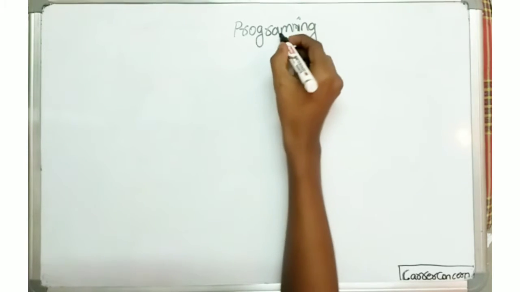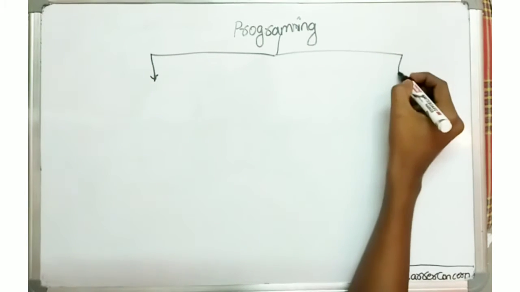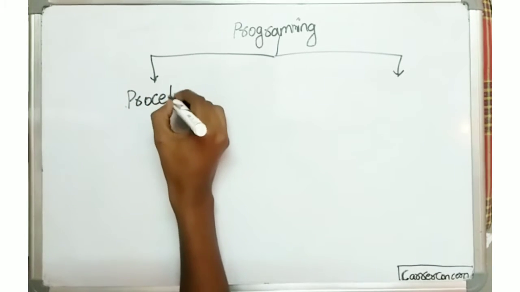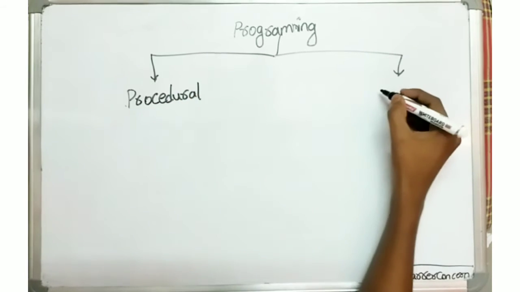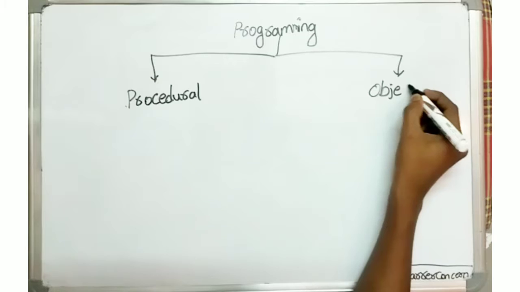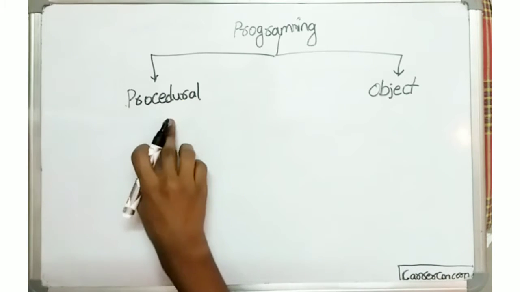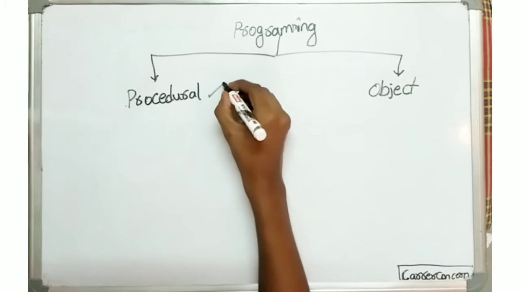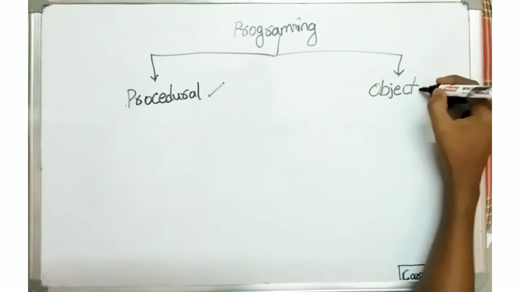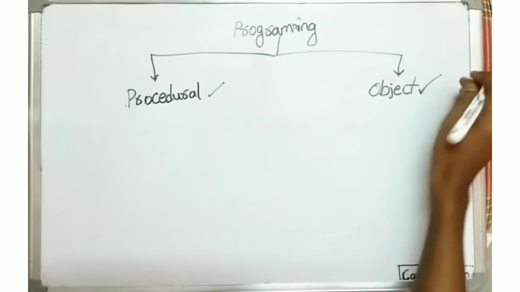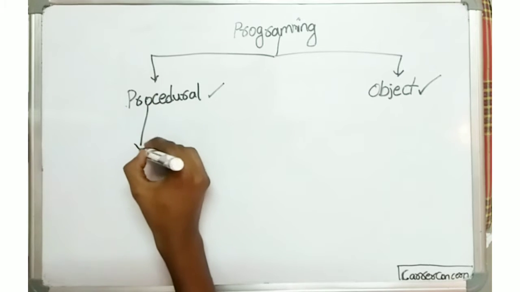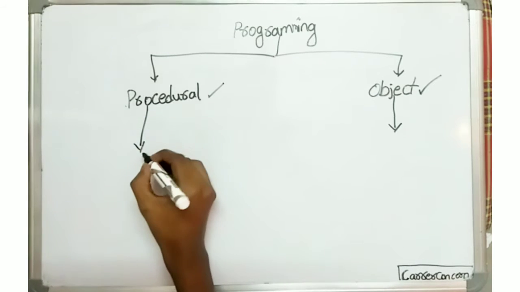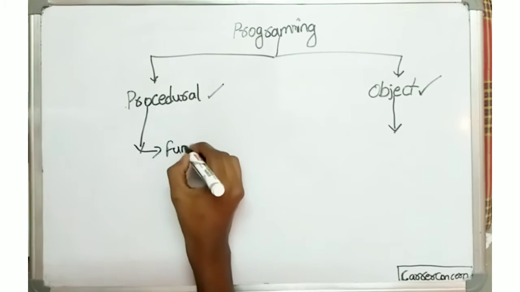There are two types of approaches in programming. One is procedure-oriented programming, and the second one is object-oriented programming. These are the two programming concepts. What is the procedure-oriented approach? What is the object-oriented approach? In the procedure-oriented approach, we use functions.